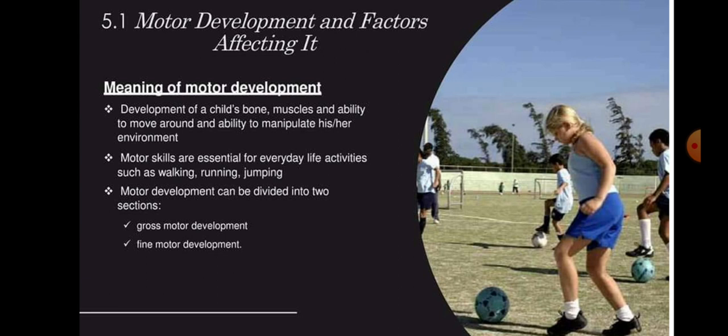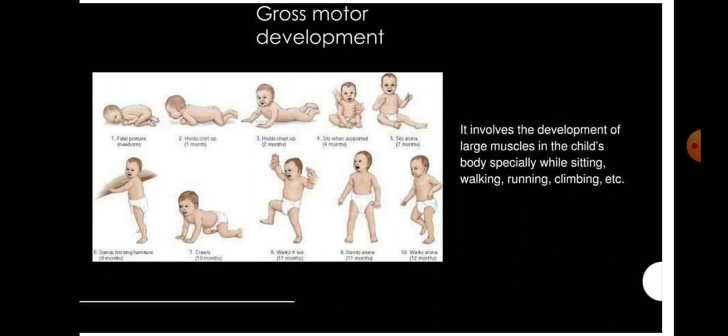Clear? Now motor development can be divided into two types. First is gross motor development, and second is fine motor development. Gross is related to large and fine is related to small. So the first type is gross motor development, the development of large muscles in the child's body.